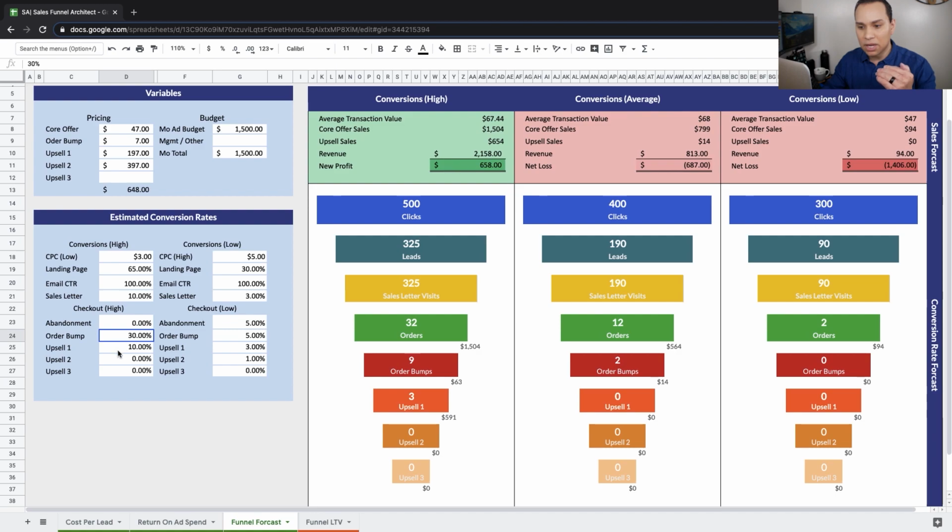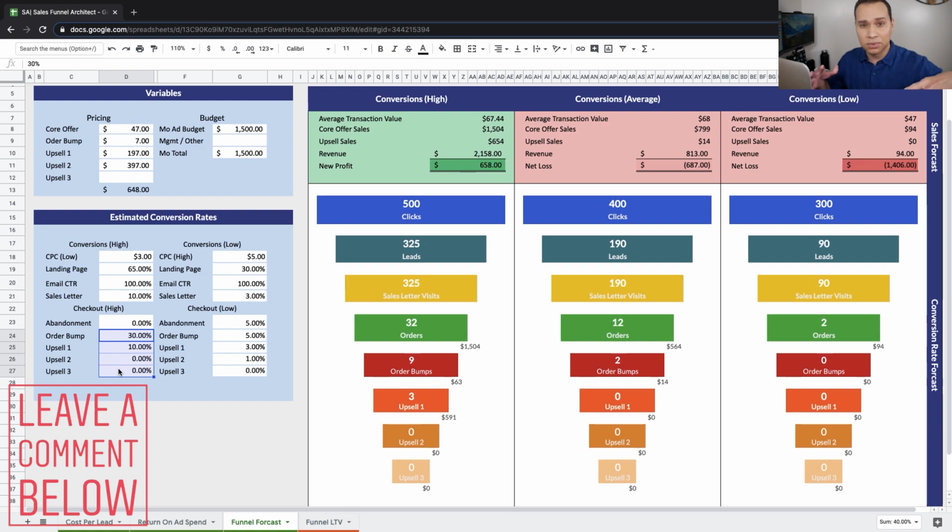And then these are going to be our conversion rates for our order bumps and upsells. You'll always comment below if I went through that too quickly.